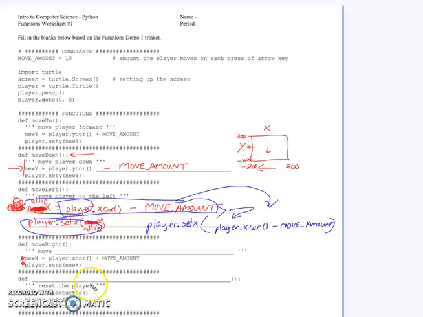Okay, move right. This is a special kind of comment with 3 single quotes there and 3 single quotes there, and moving player to the right is what you should put in there.